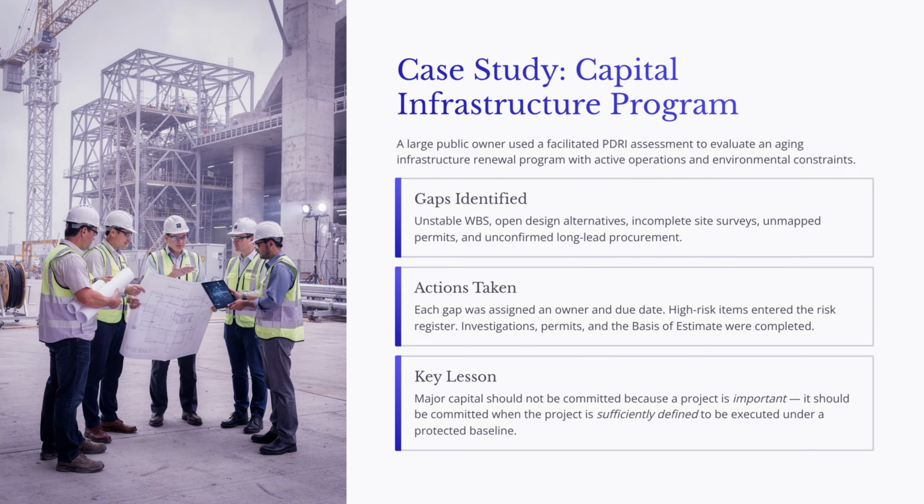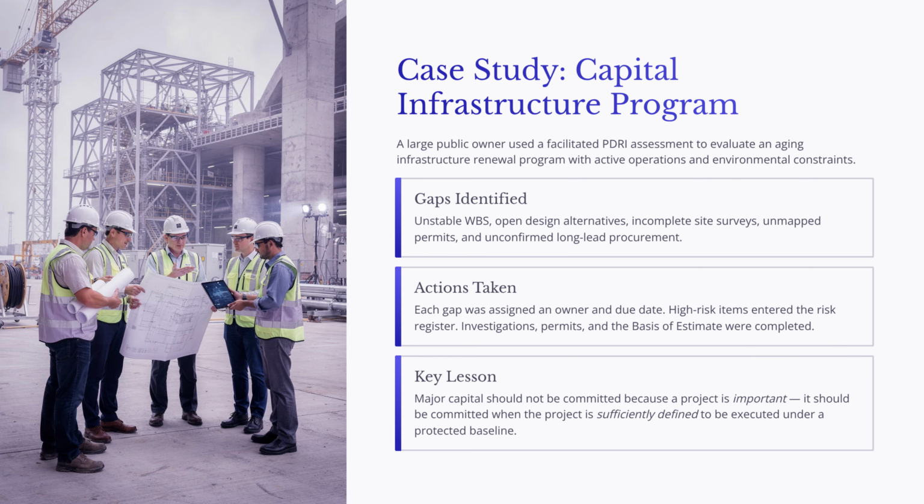Let's close with a case study involving a large public owner preparing for a major capital infrastructure renewal program. The owner faced aging facilities, complex utility systems, environmental constraints, and the need to maintain active operations. The business need was clear. The infrastructure had to be renewed and service continuity had to be protected. However, early planning reviews showed that the project definition was not yet strong enough to support a reliable execution baseline.